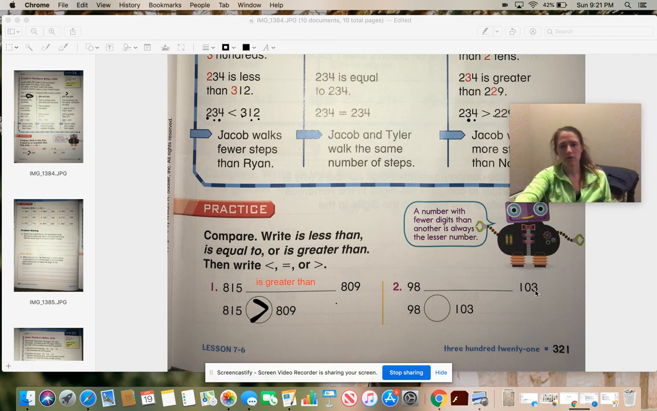98 and 103. Ooh, there's no number in the hundreds place here. There's no number in the hundreds place. It's the same thing as having a 0 there. So this one would be bigger. Now let me get my text box.